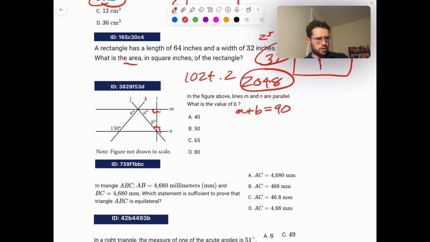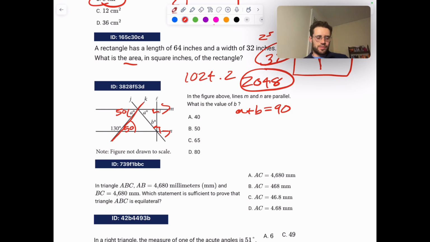This is 130. We know that this angle down here is 50, because 130 plus this angle have to add up to 180. They make a linear pair. So we know that's 50. Let me see what else we have. Okay, so this is a transversal. These are alternate interior angles. Alternate interior angles are going to be the same if they're through two parallel lines, which M and N are, cut by the same transversal. So that means that A is going to be 50.